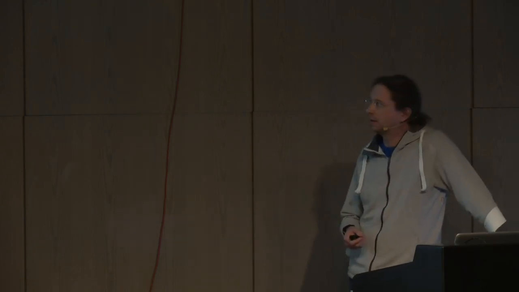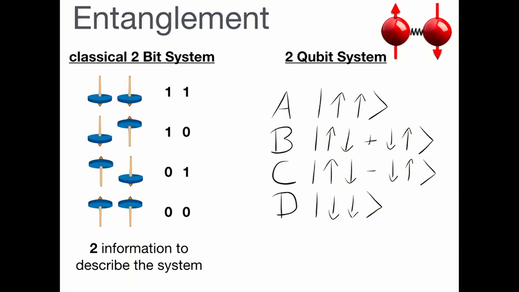And I spare you, I spare me, the mathematics behind it. Two-qubit system, it can be easy. Let's say this case here, both qubits facing up, very easy. Two qubits facing down, very easy. But this here isn't easy at all. This is what physicists call entanglement. In that state, the one qubit is facing up, the other one is facing down, and the entangled qubit system is perfectly free in whatever direction it wants to face.